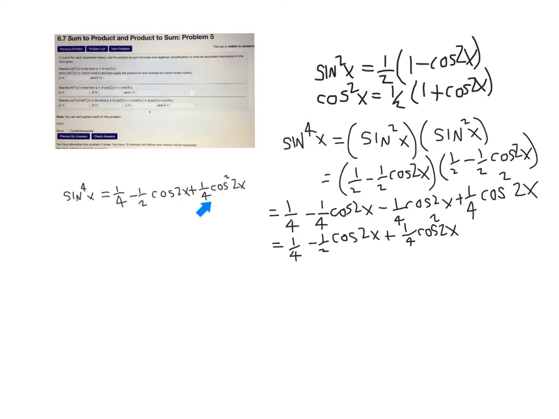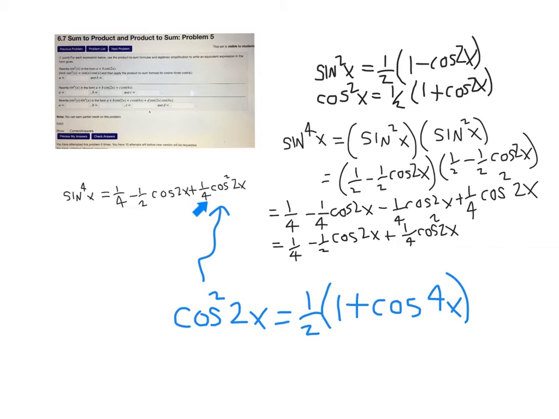Now here's the next step. Look at this term. It's cosine 2x times cosine 2x. It's a product. So we're going to be able to use this formula right here to break it up into a sum of two things. So we need to work with cosine squared of 2x. So I come up here and I replace x by 2x, right? So cosine squared of 2x.